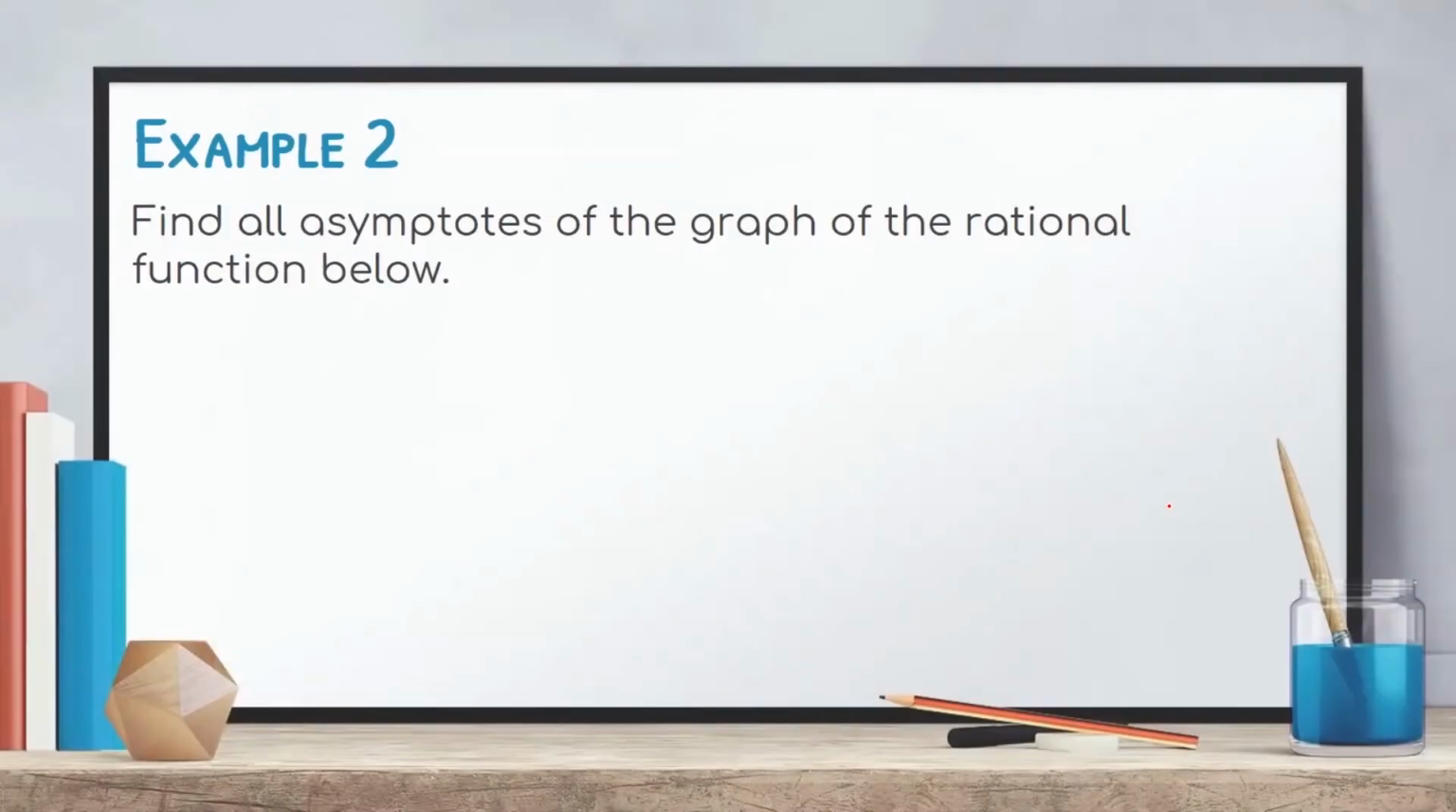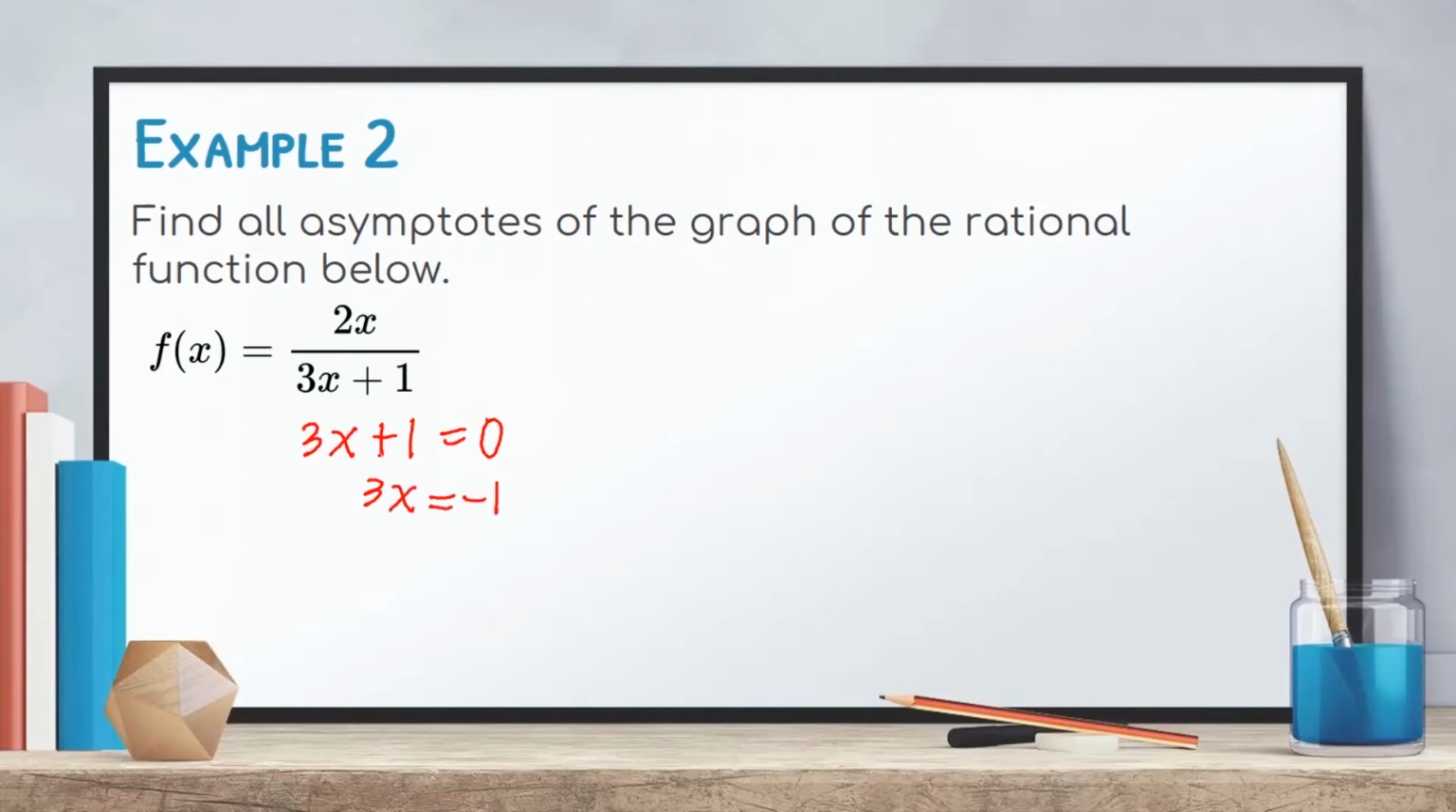Let us have another example. Find all asymptotes of the graph of the rational function f of x equals 2x all over 3x plus 1. Once again, since the numerator and the denominator have no common factor, we just need to equate the denominator to 0 and solve for the value of x for us to be able to determine the vertical asymptote. Thus, we will have 3x plus 1 equals 0. 3x equals negative 1 as we isolate the constant term to the right side of the equation and divide both sides by 3.